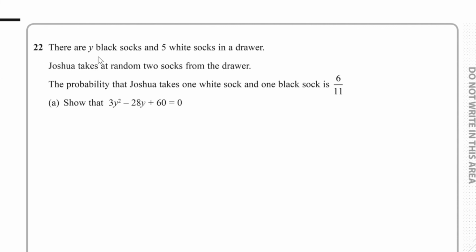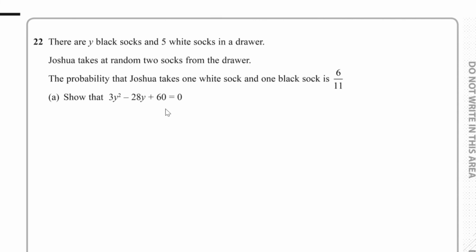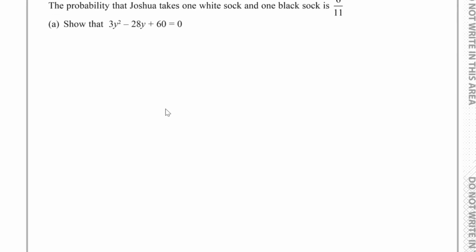Question 22. There are y black socks and 5 white socks in a drawer. Joshua takes at random 2 socks from the drawer. The probability that Joshua takes 1 white sock and 1 black sock is 6/11. We have to show that 3y squared minus 28y plus 60 equals 0. Well, to do this question, I think it will be a good idea to draw a tree diagram.